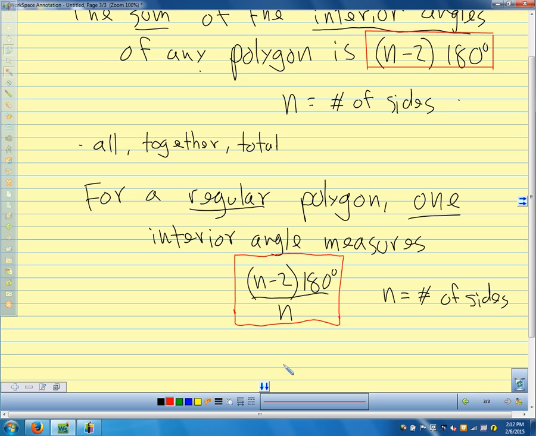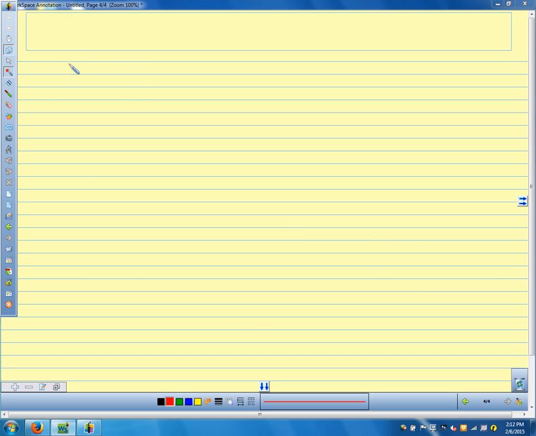All right, questions then? All right, let's look at a couple of examples with these interior angles, and then we'll talk about exterior angles. So the first one, sum of, first, before we go on, sum is asking us to do what? Add, we want them all together.